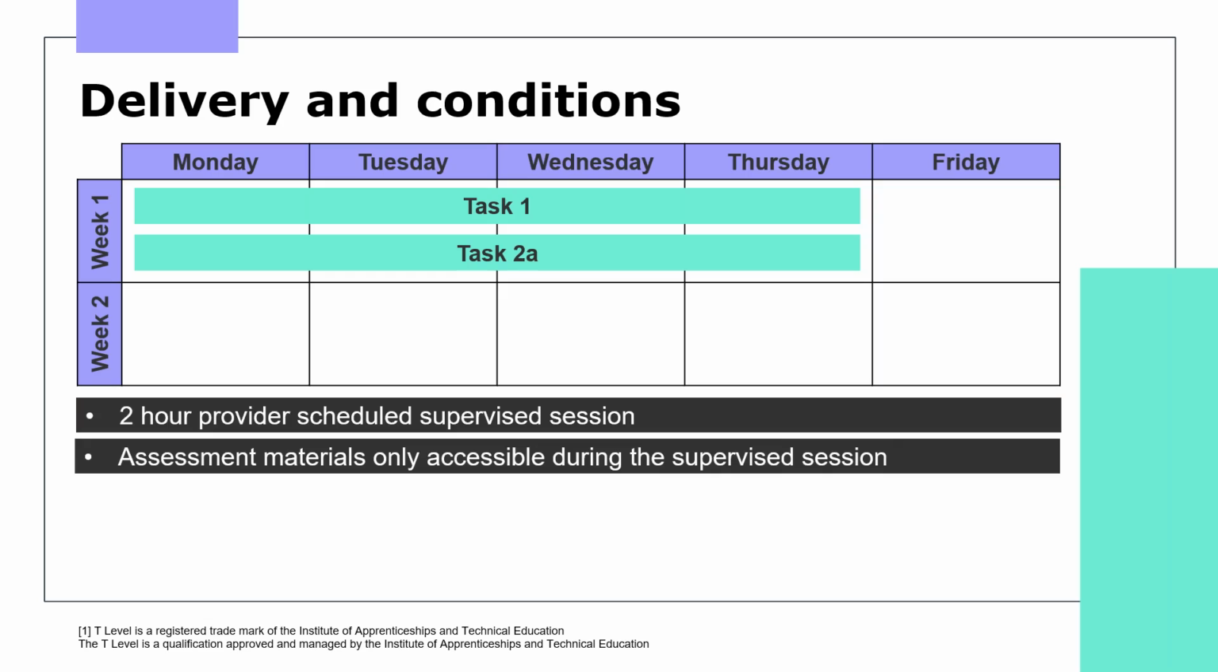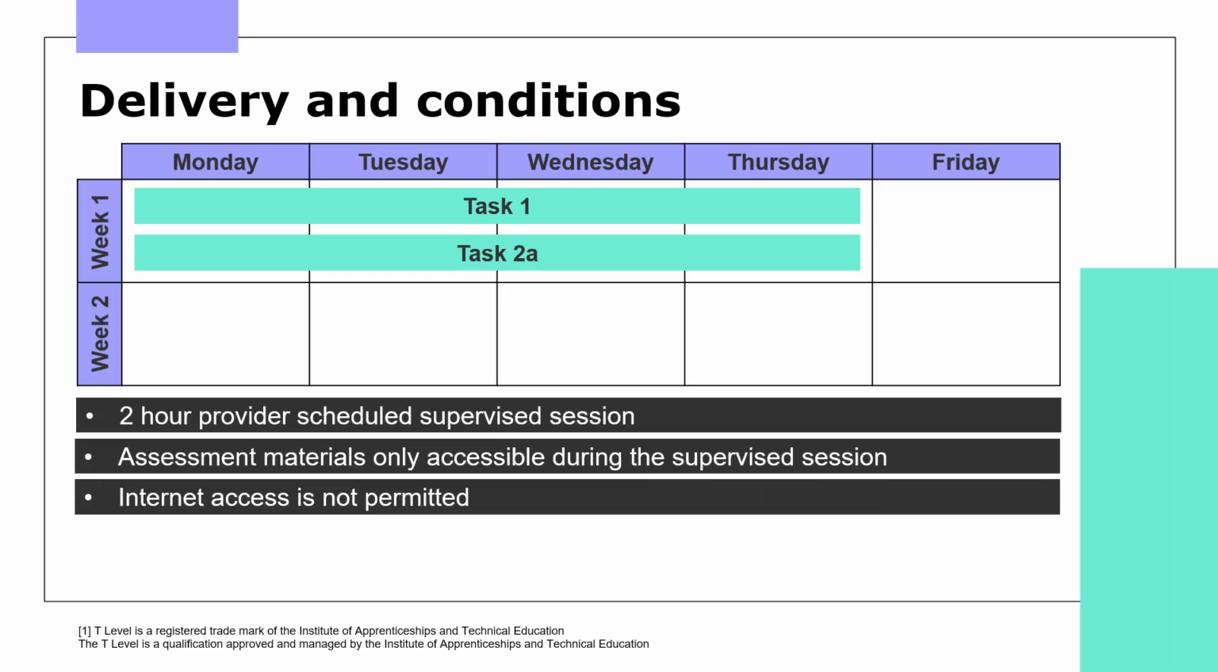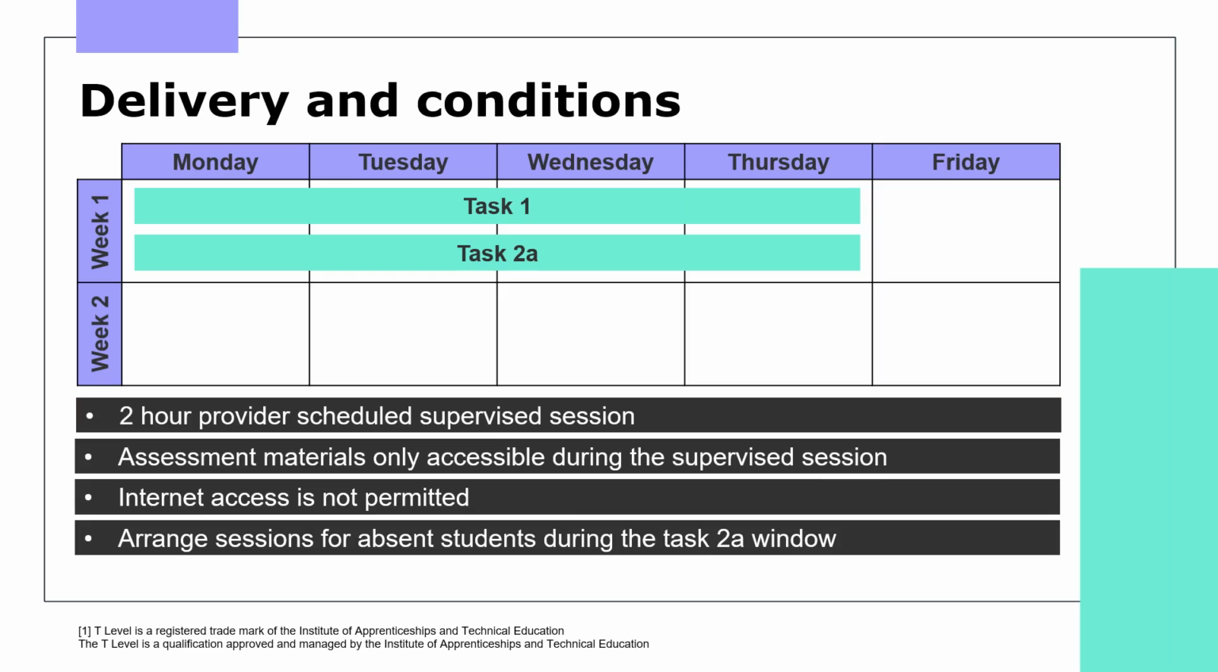The assessment materials should only be available to students during the scheduled sessions, so do take account of this and ensure you have secure storage areas for students' evidence. Internet access is not permitted for this task, and if a student is absent on the scheduled day of the assessment, then you can rearrange a new session within the first assessment week, but before the student sits Task 2B.